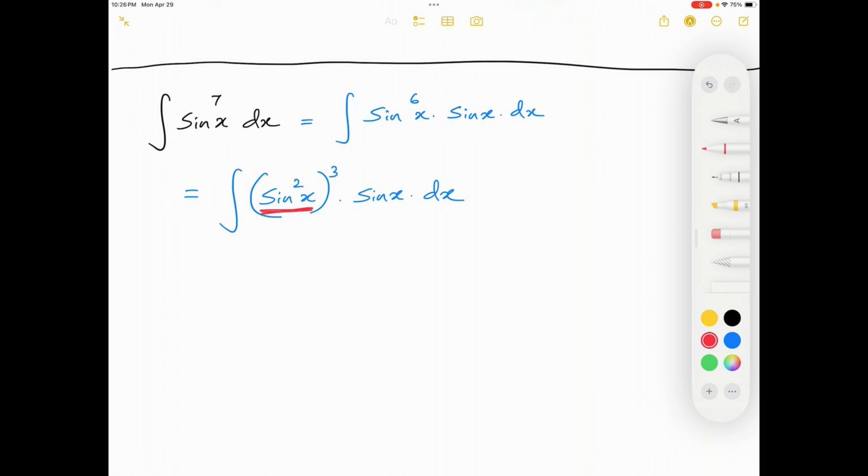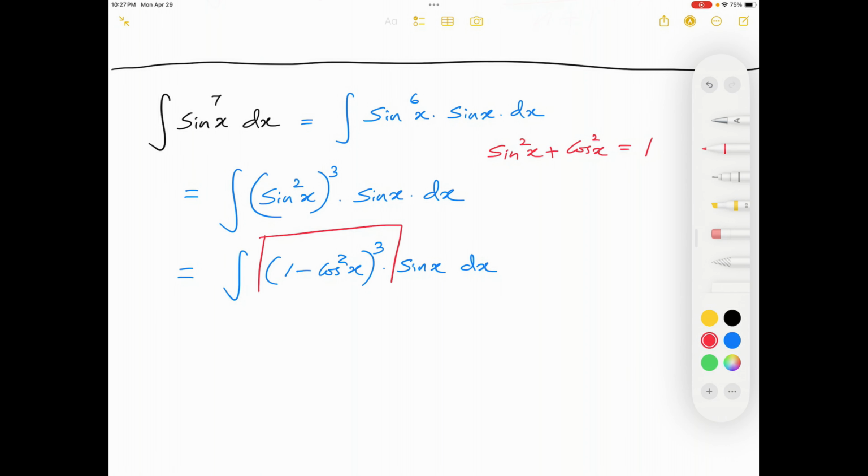The next step is to write down this sine squared x term using 1 minus cosine squared x. That is because according to the Pythagorean identity, we know that sine squared x plus cosine squared x is equal to 1. Therefore, sine squared x is equal to 1 minus cosine squared x. I'm going to use that relationship right here: integration 1 minus cosine squared x raised to the 3rd power times sine x dx.